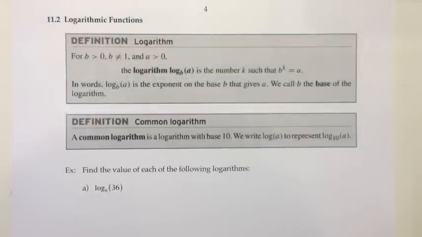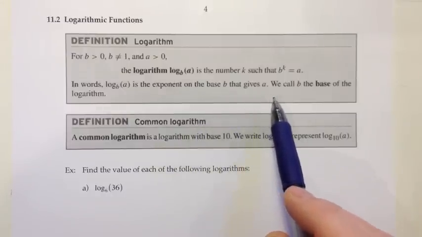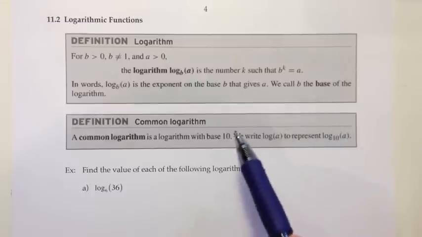Section 11.2, Logarithmic Functions. Alright, so we're going to look at the definition of a logarithm, or also called a log, for b greater than 0, but b not equal to 1, and a greater than 0. The logarithm log base b of a is the number k such that b to the k equals a. In words, log base b of a is the exponent on the base b that gives a, and we call b the base of the logarithm.